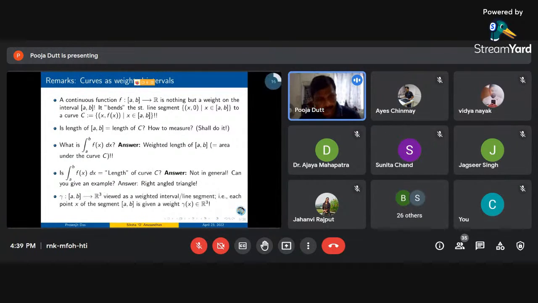And this I already told, that whenever I say gamma is a parametric curve, then automatically, as in the first case I described, it can be seen as the interval AB, or the corresponding line segment, being weighted by a vector. So gamma of x is a vector, or a point. Okay, we say it as a vector. So then what is a parametric curve? A parametric curve is nothing but a weighted line segment or weighted interval.